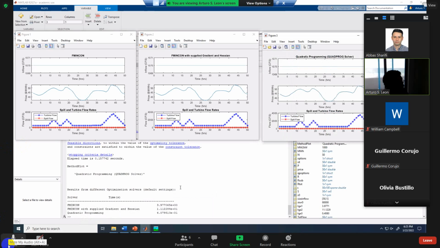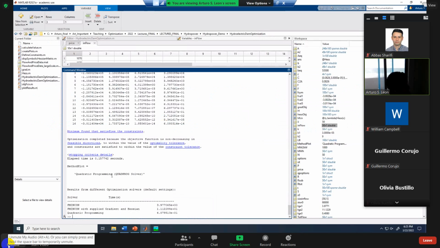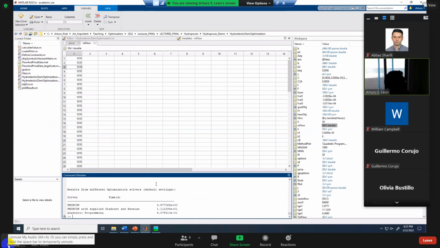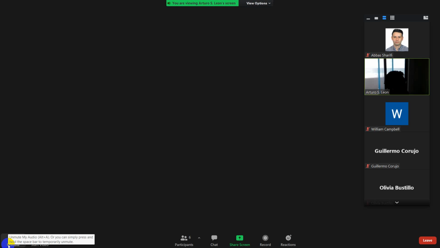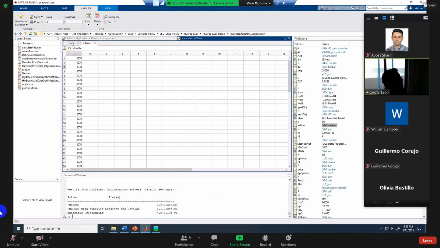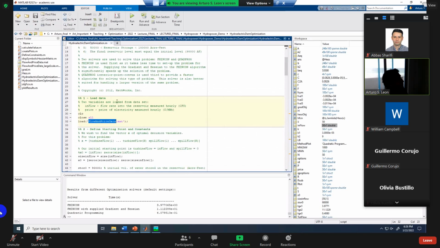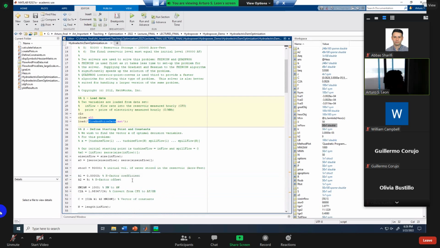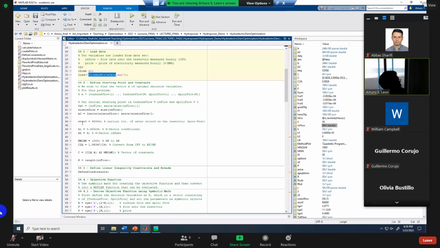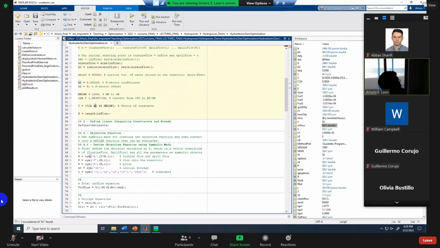And of course, if you want to see how we define those things, you can go to the main file here. Okay, we close this, and you will see that here I have the initial storage, 5,000. The coefficient K1 is the coefficient that we have in the slides, 0.003. K2 is equal to 9.